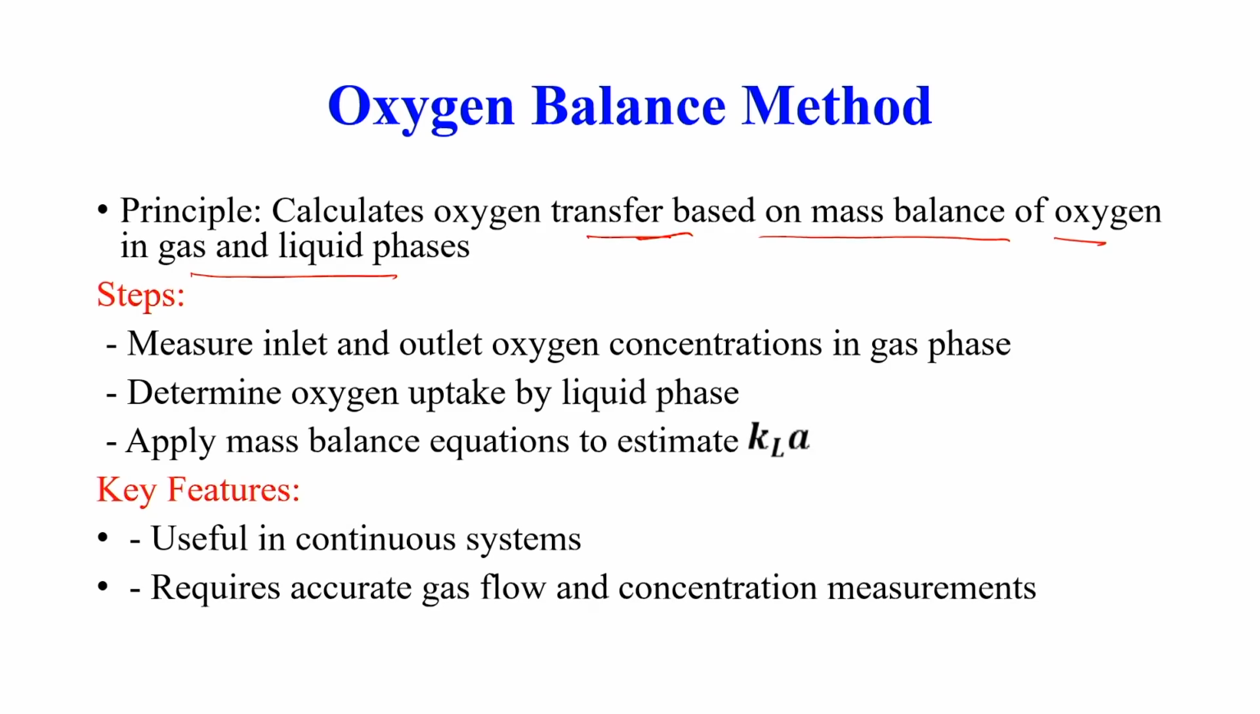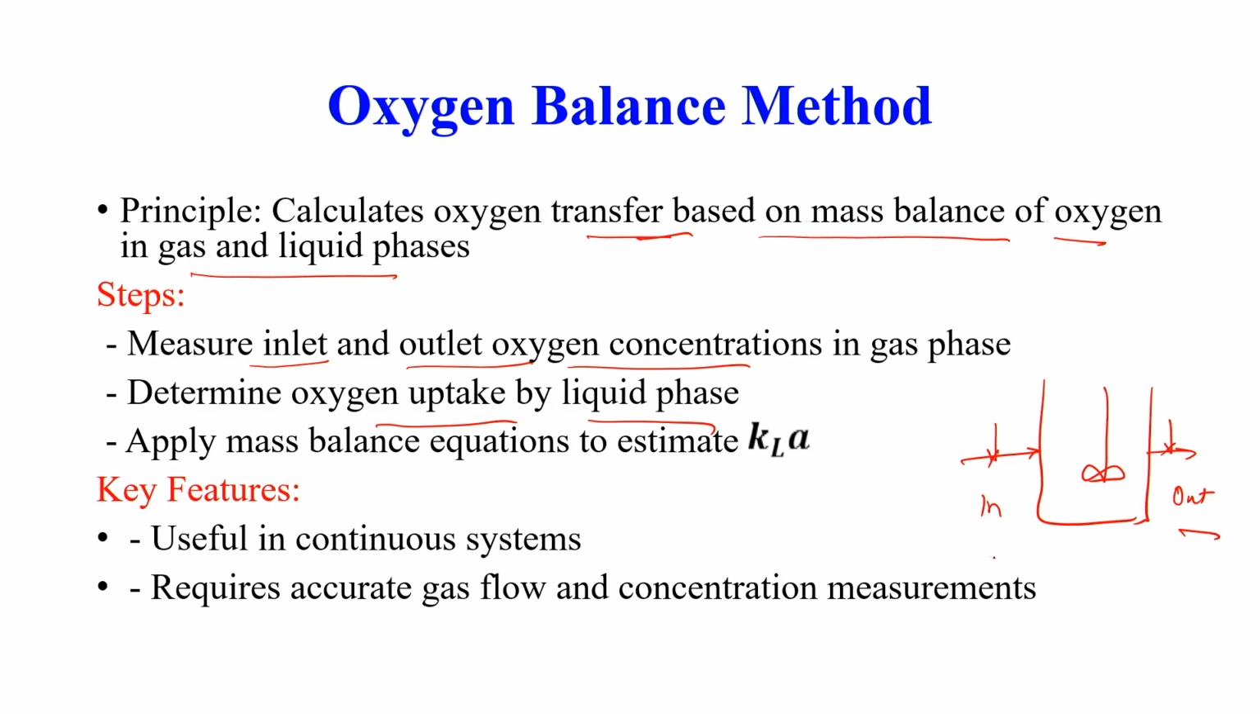Basically, we have to measure the inlet and outlet oxygen concentration in the gas phase, because if this is a bioreactor, you are continuously supplying the oxygen. This is the inlet, this is the outlet, and you have to measure inlet and outlet oxygen concentration. Then you can determine the oxygen uptake by the liquid phase. What is the difference between these two? And once it is done, we apply the mass balance equation to estimate the KLa value.